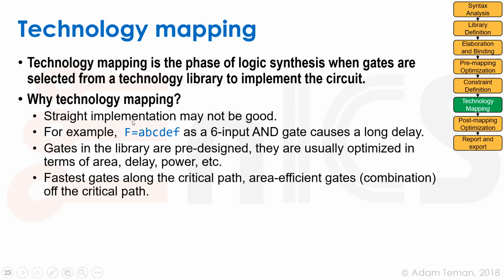For example, let's say we have a function f equals a, b, c, d, e, f. That's a 6-input AND gate, but as we saw, we don't usually have 6-input AND gates in our standard cell libraries, because the higher the fan-in, the worse the gate is, and so we usually only have 4-input gates. Therefore, we have to make this into a different function, divided into several levels. And remember that we have all these gates in the library. They're pre-designed and usually optimized in terms of area, delay, power, etc. And we should find the way to do this most efficiently. So this is why we need to do technology mapping.